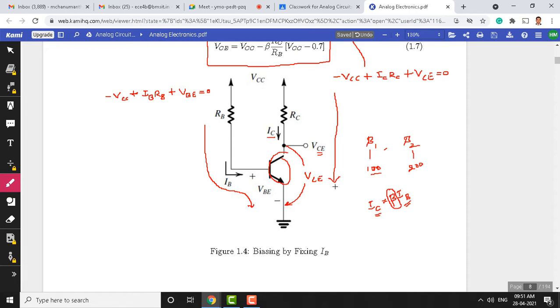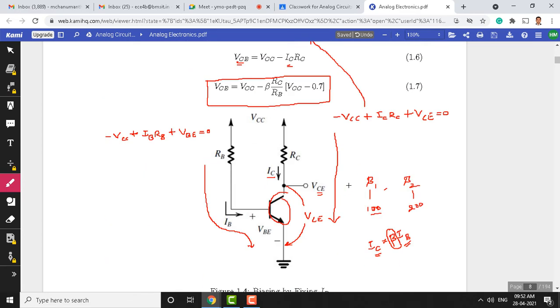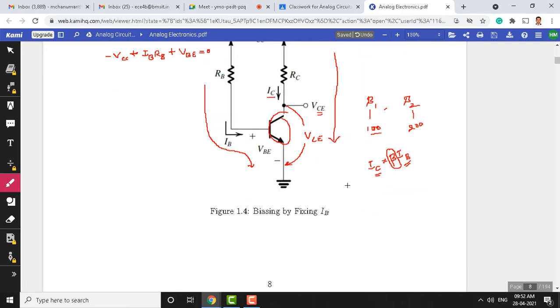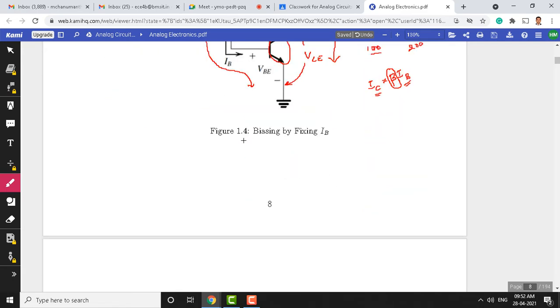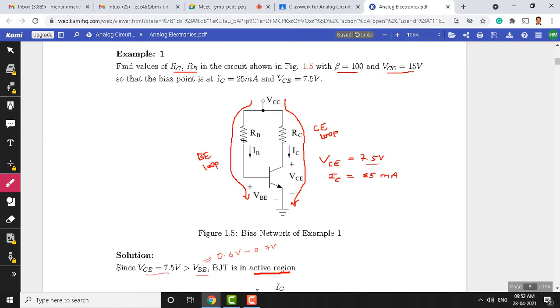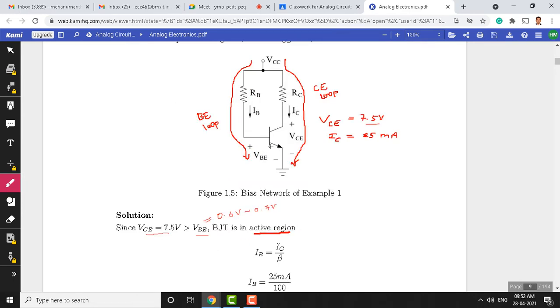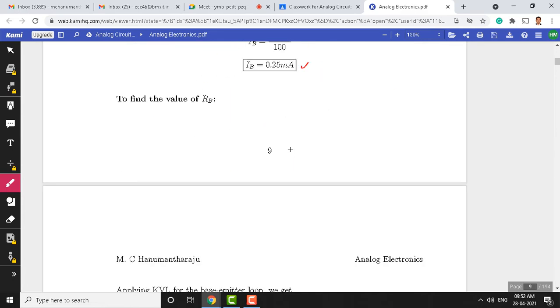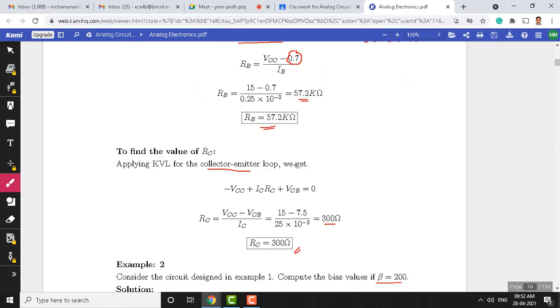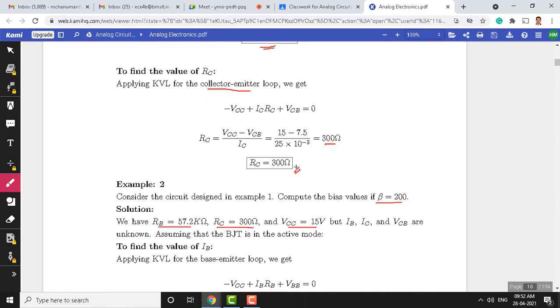One is by fixing VB, another biasing scheme by fixing base current. What are the drawbacks? Now, let us try to overcome that by using a better biasing scheme. We also discussed in the earlier class, with an example with two different values of beta, how exactly the transistor moves from active mode to saturation mode. In this you can see the problem we discussed in the last class.